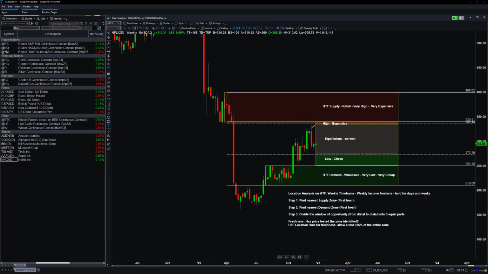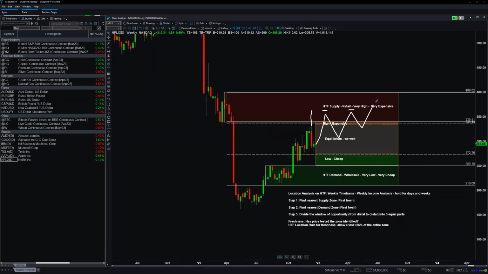Okay, so in this case, however, the wick stops here. It doesn't pierce into the supply area. And even if it pierced into the supply area, it could pierce so slightly, still fresh. It's tested, but it's not tested by more than 25%. However, if the wick goes into here, then it's like, okay, why do we do that? Well, we do that because we want to make sure that there's still unfilled orders and willing sellers here. The more times we see a test into the zone, the more times price goes in, the more the willing sellers are going to be reduced.